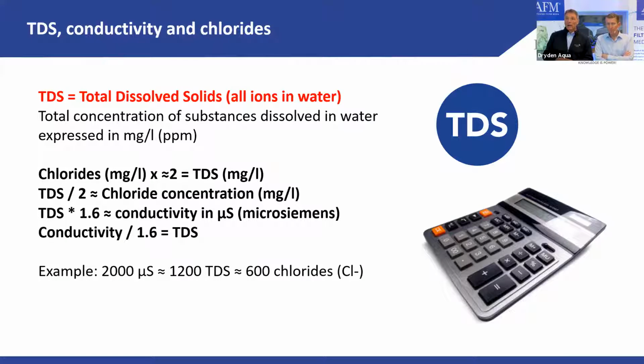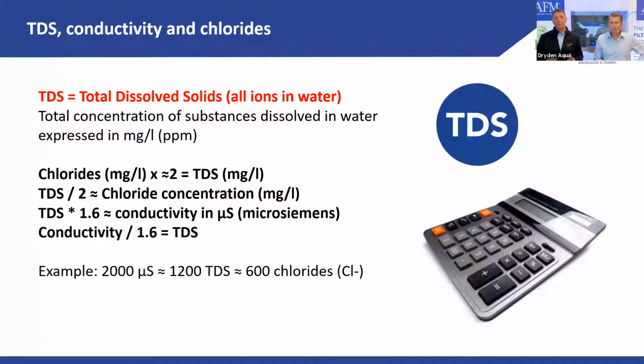To go and count all the ions in the water is probably quite a challenging job. So you measure conductivity, you divide it by 1.6, and then you have approximately your TDS. This is how you do it, and this is also how we do it in the DHN. And if you take the TDS and divide it by 2, you have more or less your chlorides. Chlorides is the Cl minus.